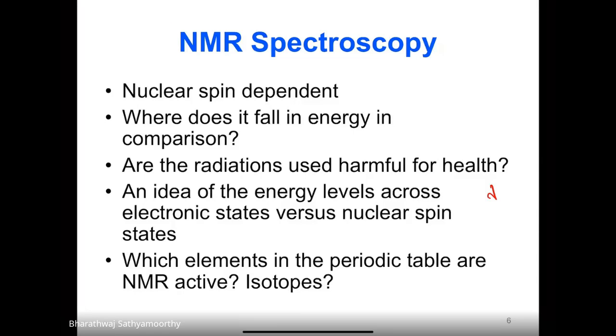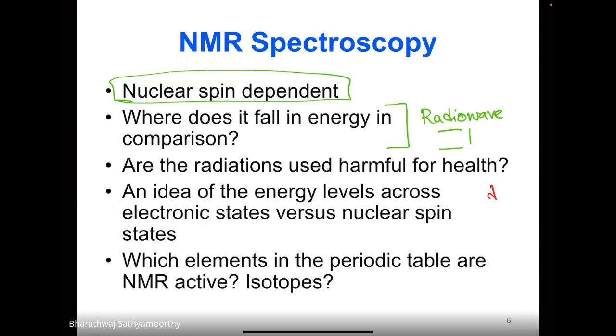So NMR spectroscopy is based on a parameter called nuclear spin quantum number. Basically, this is an intrinsic property of a given element in the periodic table, which you will see in a moment. And as I had just mentioned, it falls in the radio wave region, meaning that the energy levels that are separated due to the nuclear spins that are present can be interrogated using radio waves.